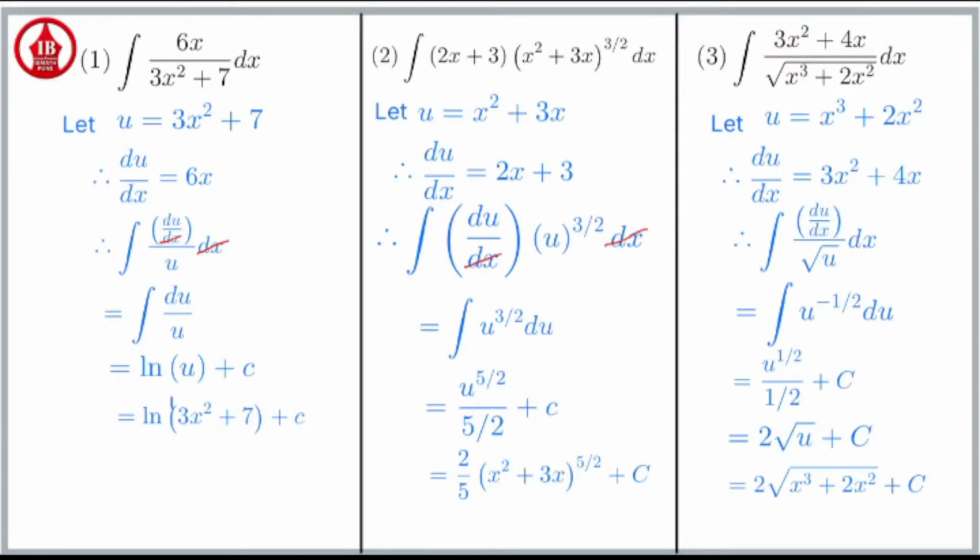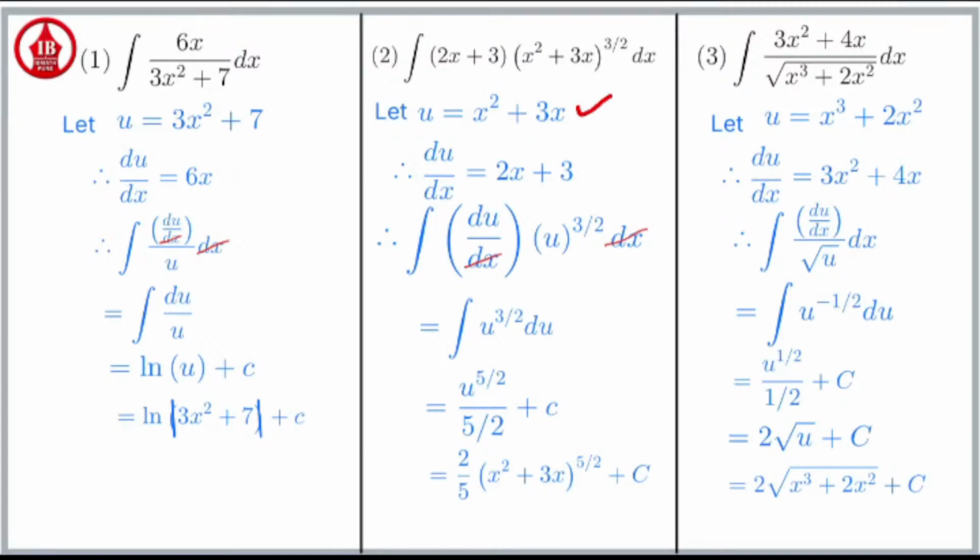Actually, I should have put the absolute value here. Keep the habit of putting the absolute value whenever it is a variable x, because ln cannot be taken of a negative. That's why we write the absolute value.